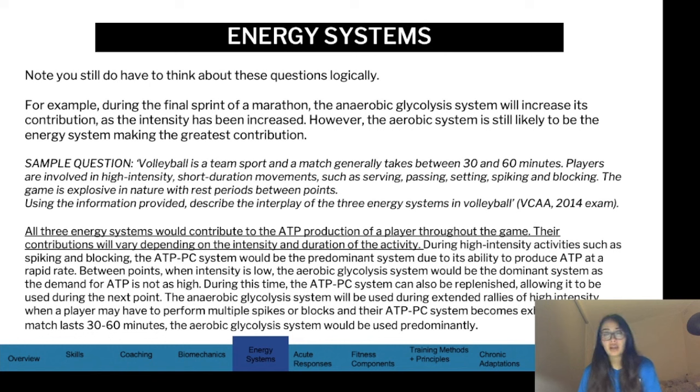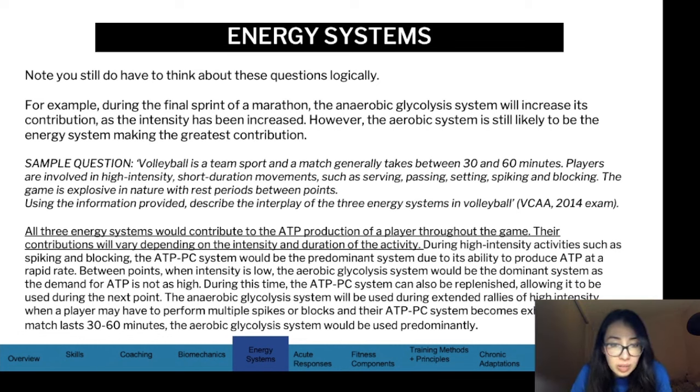So when is the ATP-PC system predominant? Here it says, during spiking and blocking, the ATP-PC system is predominant. When intensities are low, the aerobic system will be dominant because we get enough oxygen and the demand for ATP is low. You can also replenish the ATP-PC system in these little rest periods, allowing it to be used during the next point, and the anaerobic glycolysis system will be used during extended rallies.